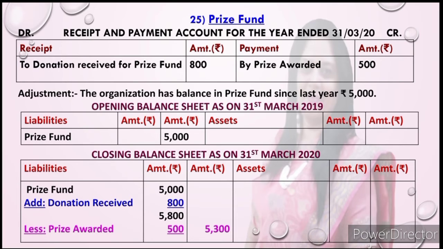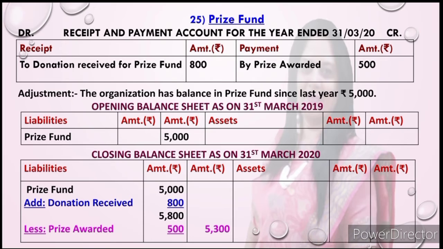Now let's take the receipt side first. Here it is given donations received for prize fund 800. So donation is received in prize fund. You have to add in the closing balance sheet liability side. So add donation received 800. Total amount is 5800.